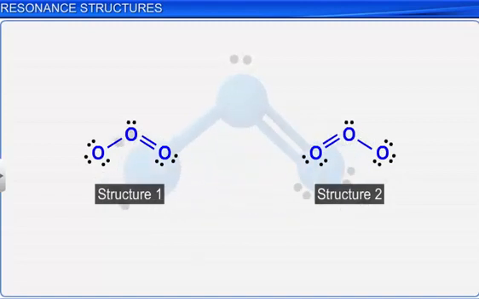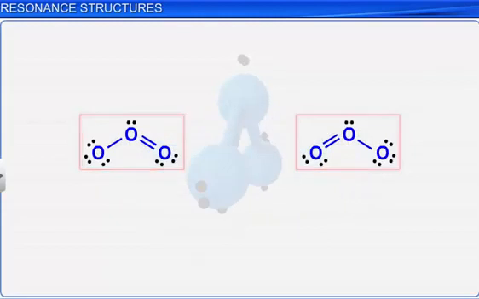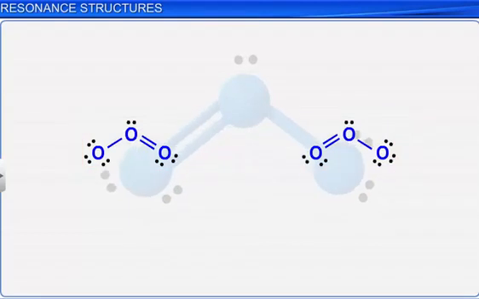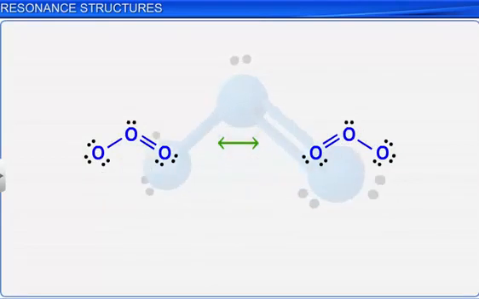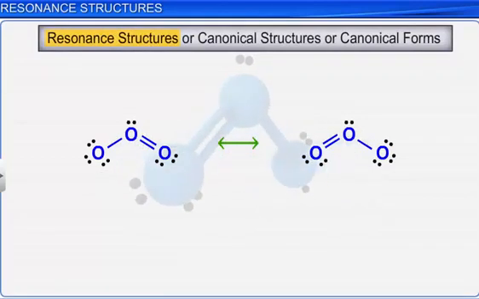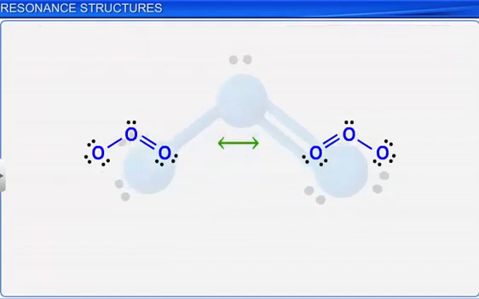Therefore, more than one Lewis structure is required to explain all the observed parameters, as a single Lewis structure is inadequate to represent the molecule accurately. If a molecule can be represented by two or more structures which differ only in the arrangement of electrons, then the molecule is said to be in resonance, and the set of several possible structures are called resonance structures or canonical structures or canonical forms. Any two resonating structures are represented by inserting a double-headed arrow between them.